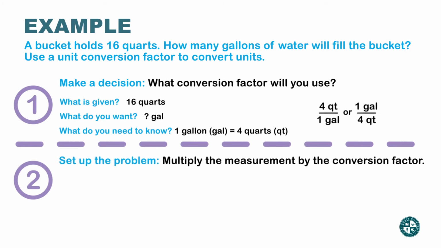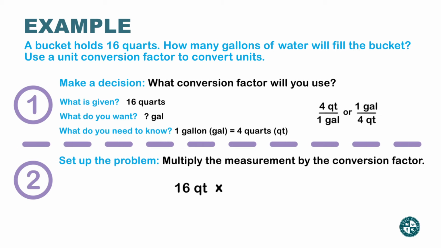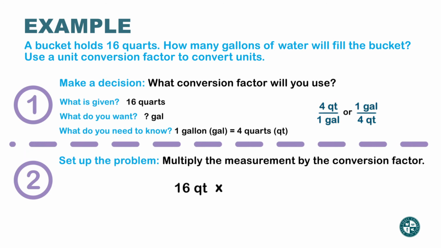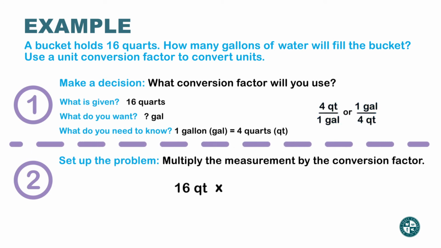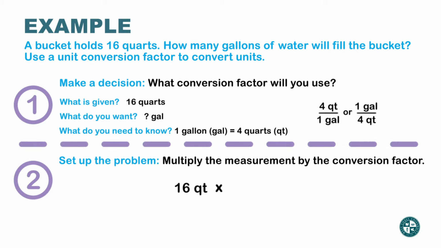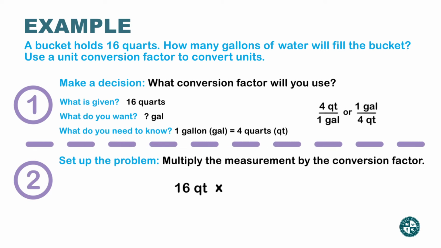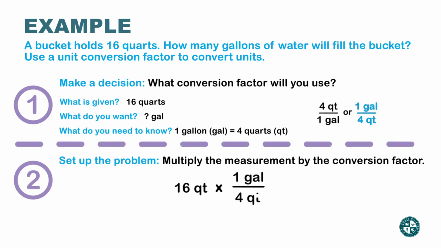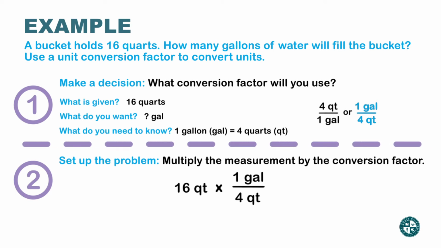What I was given: 16 quarts. Okay, and what I want is to cancel out the word quarts. So I need to choose which of these 2 fractions will cancel the word quarts. Now remember, 16 quarts is like 16 over 1. So quarts is on the top of the fraction. So which of these 2 fractions, unit conversion factors, has the quarts on the bottom? The second one. That's what I'm going to multiply 16 quarts by: 1 gallon over 4 quarts. Why? Because the word quarts cancel out.